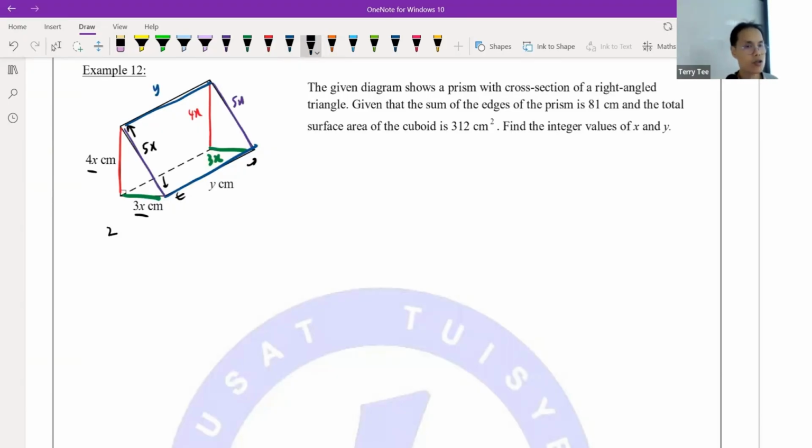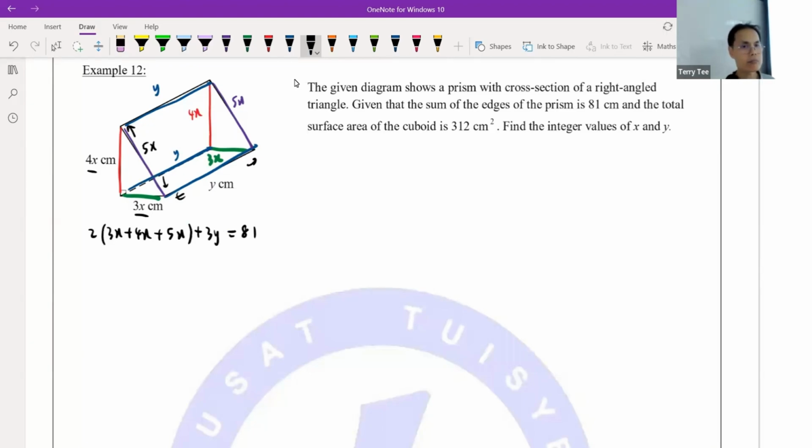So we can say 3x plus 4x plus 5x. Is there anything that I missed out? Okay, there's one more y. Sorry, I missed out, thank you. There's one more y hiding here, the 3y. So there are 2 of all of these, but 3 of y, and the sum should be 81.